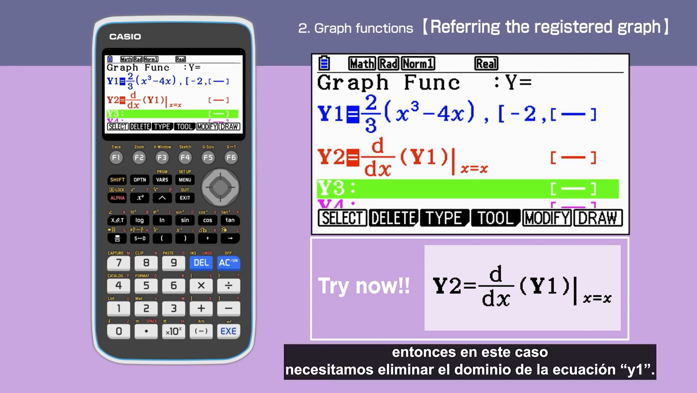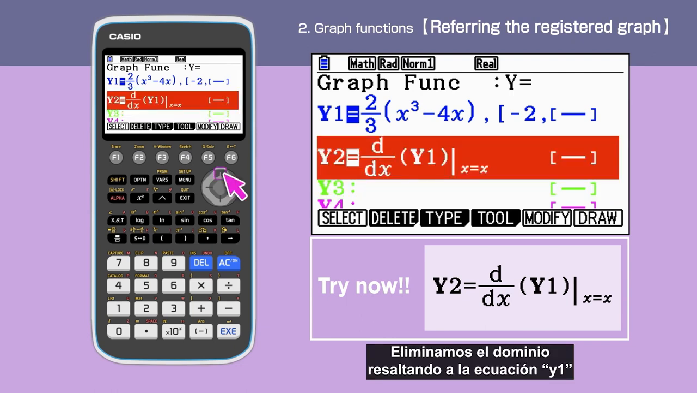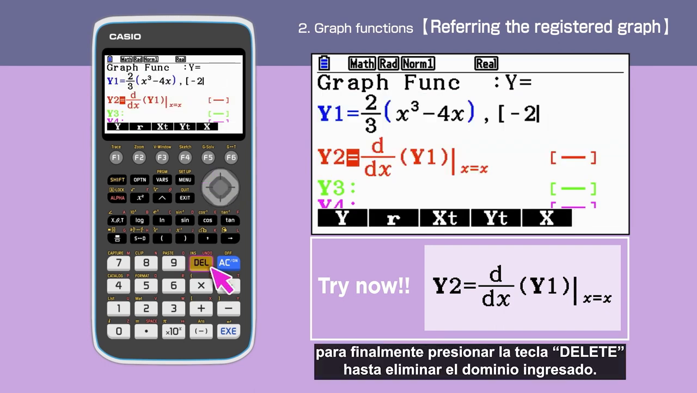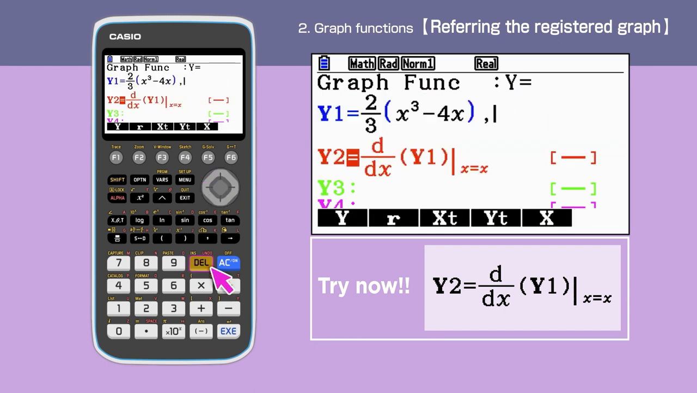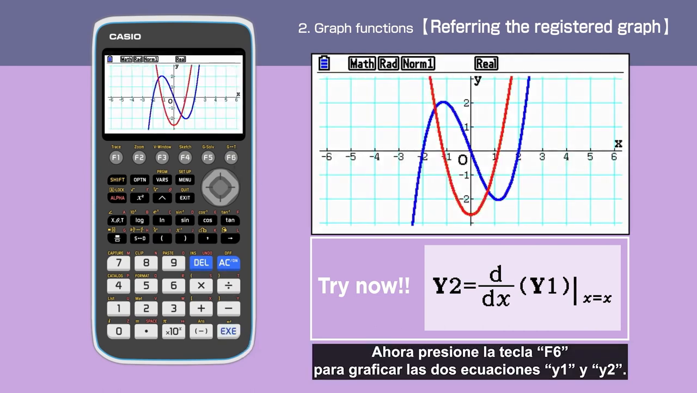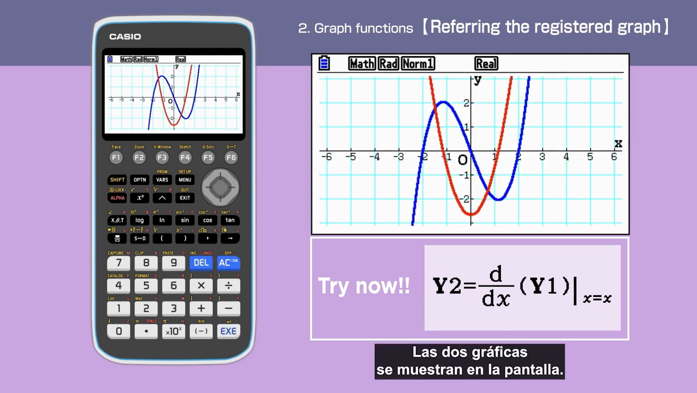Therefore, in this case, we will need to delete the domain of y1. We delete the domain by highlighting y1, move the cursor at the end of the equation and delete. Press F6 to draw both y1 and y2 graphs. 2 graphs are displayed.